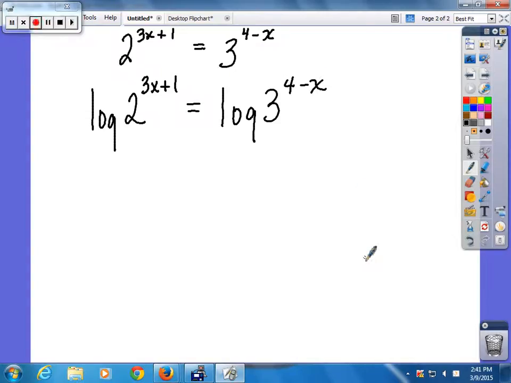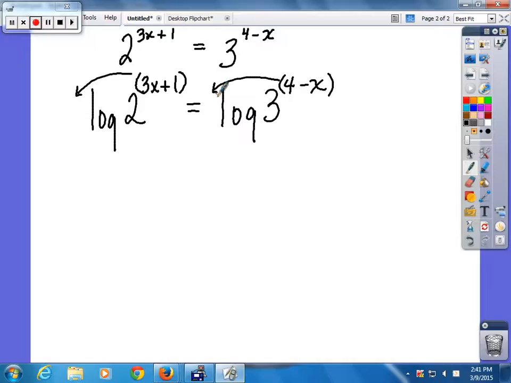Now, once you do that, you can do something else. Definition of a logarithm, maybe? Or you might could rewrite this and do what with these two exponents? Bring them out front.